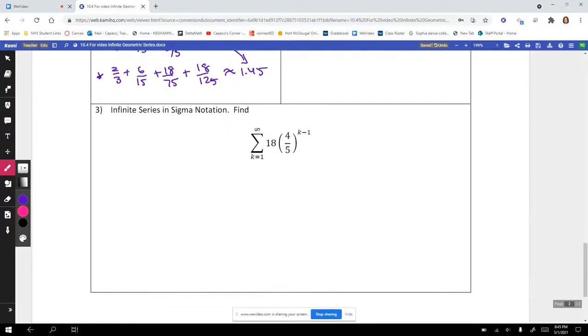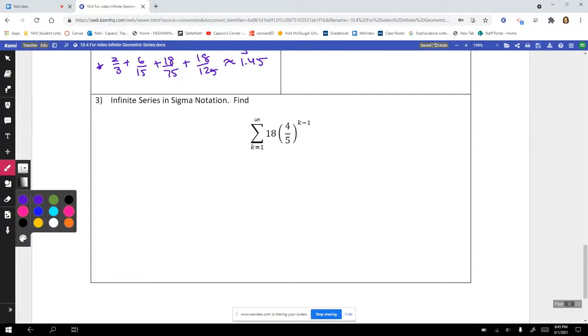All right, so now let's take a look at the infinite series in sigma notation. We've done that in the past. Now this means infinity. We're going to start at 1. Our k value is going to be 1. Remember this 4/5, that's our ratio, that's our common ratio.